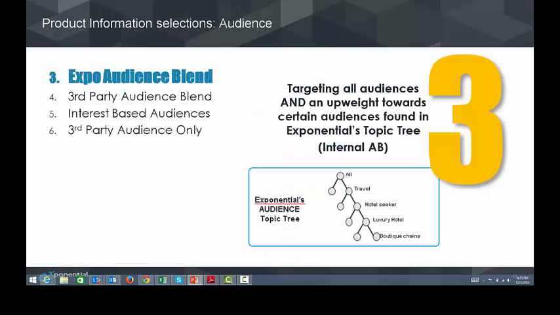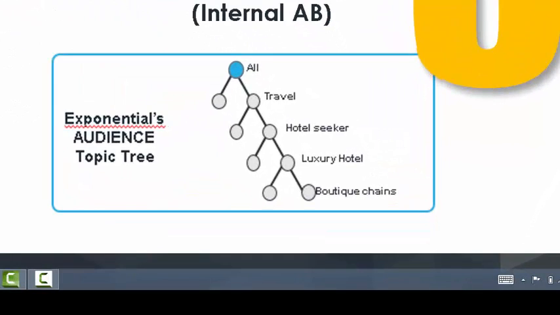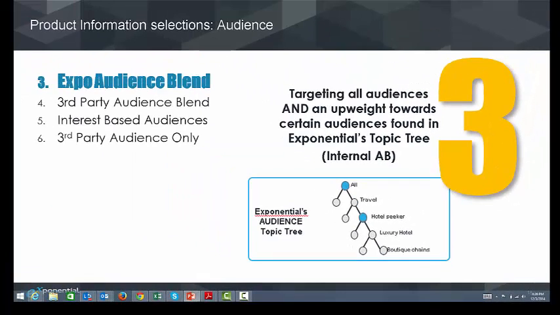Exponential audience blend is a new name for internal audience blend. This is targeting all audiences as well as an upweight to an audience found in Exponential's topic tree. For example, the Hilton hotel chain wants to target all users in the network, but wants to focus on the hotel seeker population. This is sometimes referred to as ROA+, in particular the UK market. This is by far the most popular audience targeting. With Expo audience blends, inventory best practice is to target all sites. We don't want to restrict access to users by blocking any sites.